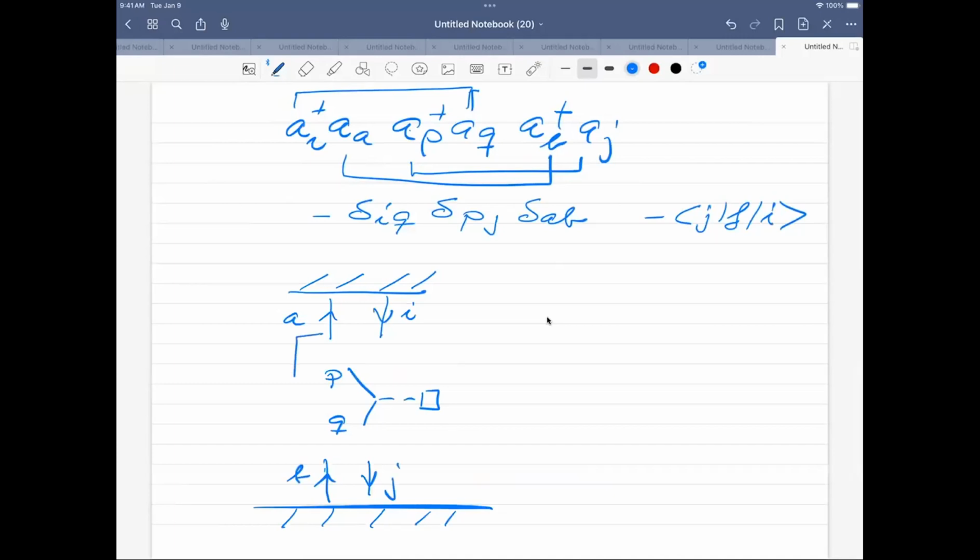And in this specific case, we contract these ones. So that gives rise to delta AB. But now we perform a contraction with J, with P and I with Q.